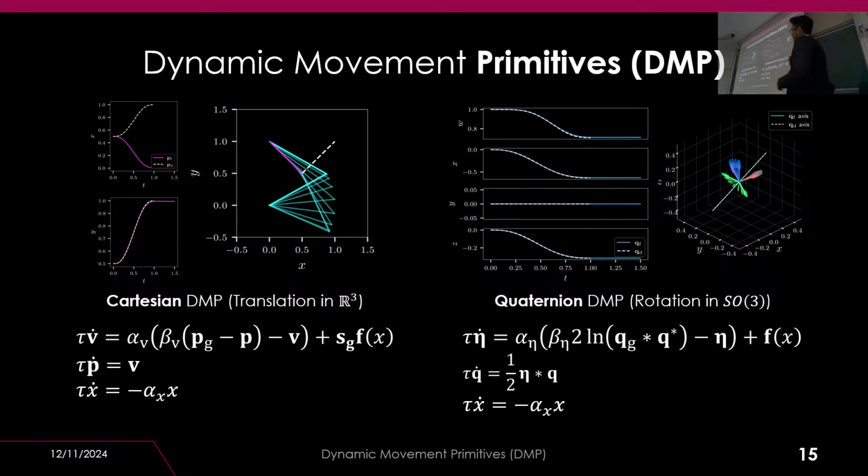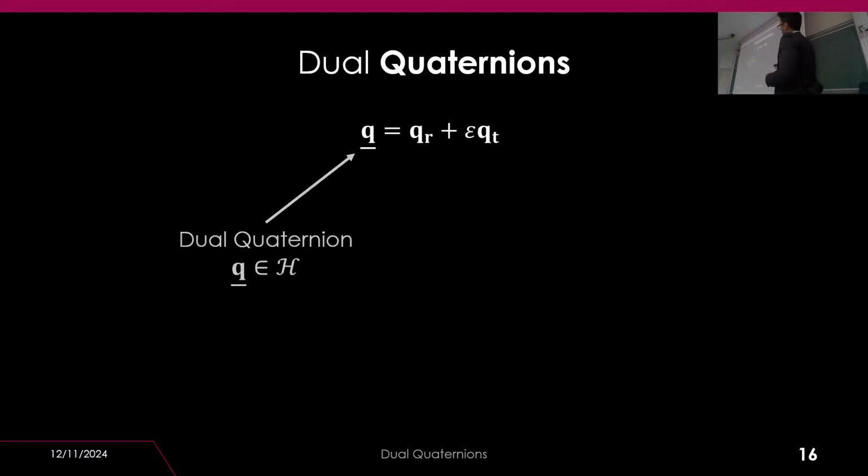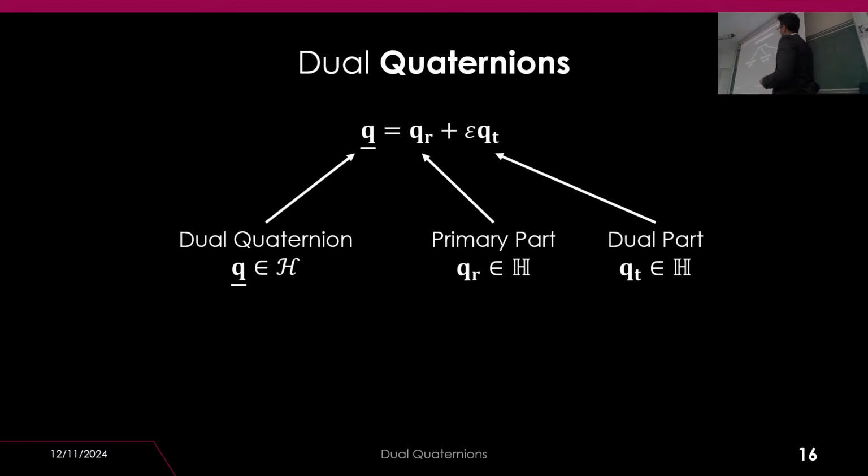However, this is not necessarily optimal, since the variable for the position and the variable for the orientation are independent. So what can we do about it? As I mentioned before, dual quaternions are a representation based on dual numbers and quaternions that allow to represent, in a given variable, namely q bar, a primary part and a dual part multiplied by a nilpotent, which allows for the dual number algebra to take place.